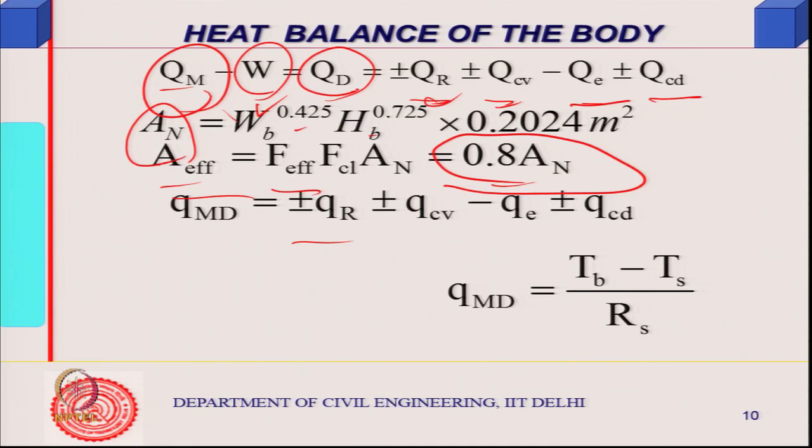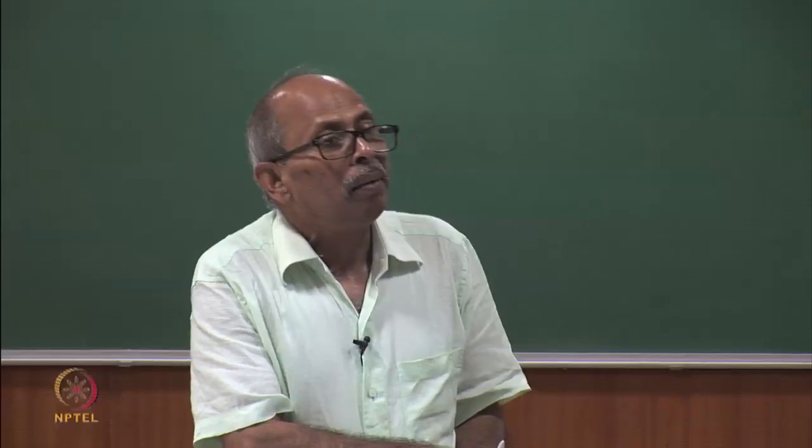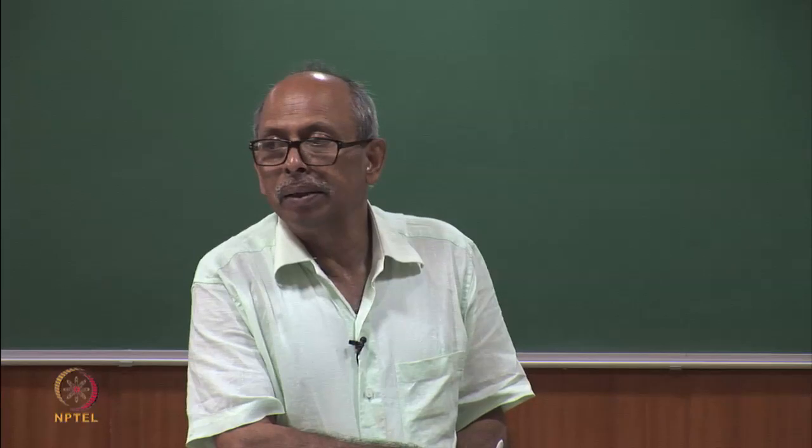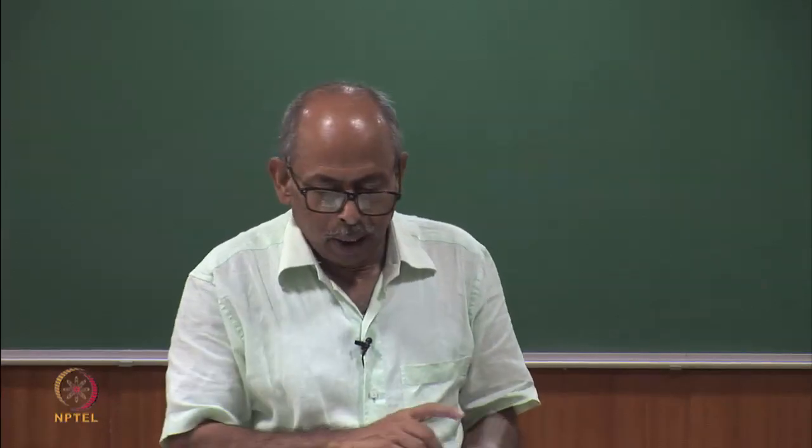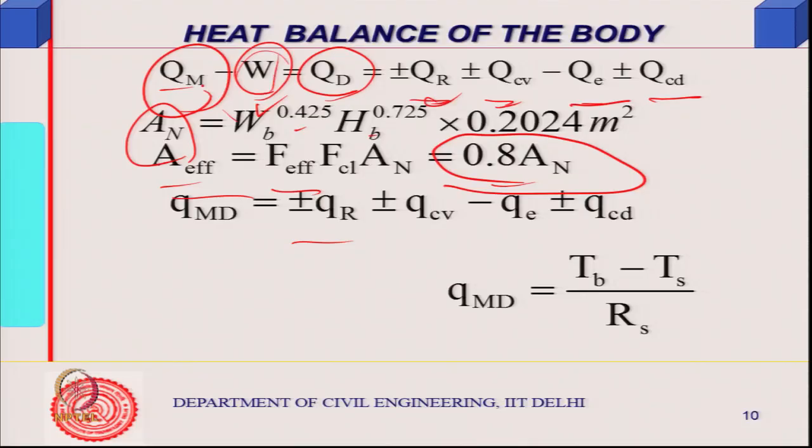So this QMD should be equal to TB minus TS. What was TB? Body temperature minus skin temperature. So this is the metabolic heat generated, and some of it goes into the work in the body. Finally this is to be dissipated out of the body, and this is divided by the area, because I am finding out flux, and flux is proportional to temperature difference divided by resistance.